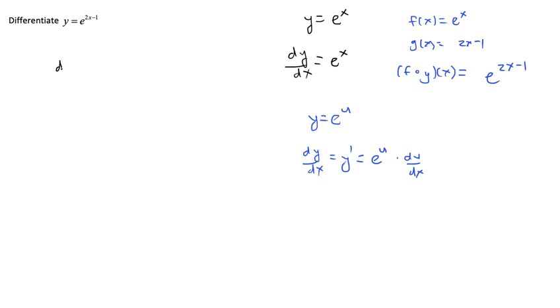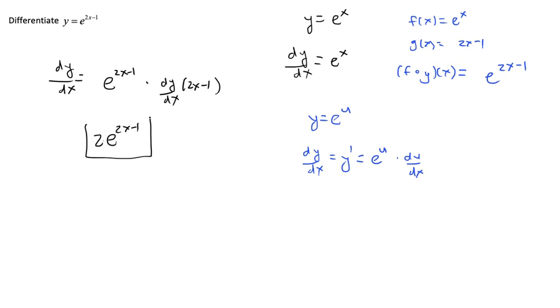So what do we get in this case? dy/dx, we just take the function as it is, so we get e to the 2x minus 1 times the derivative of 2x minus 1, so d/dx of 2x minus 1. What is the derivative of that? Well, that's just 2. So we get e to the 2x minus 1 times 2. Let me just write that in front, so 2 times that. And there you go, this is going to be the derivative here.